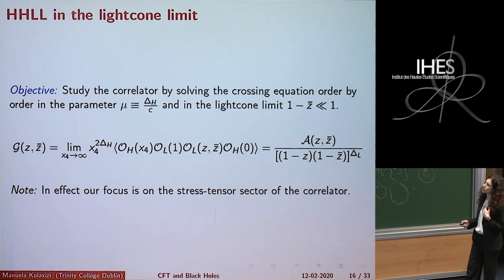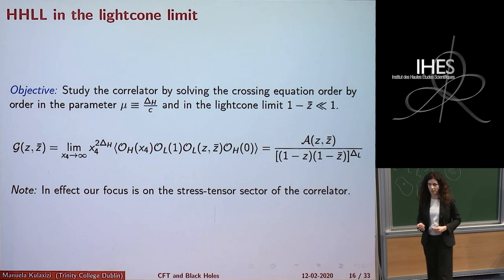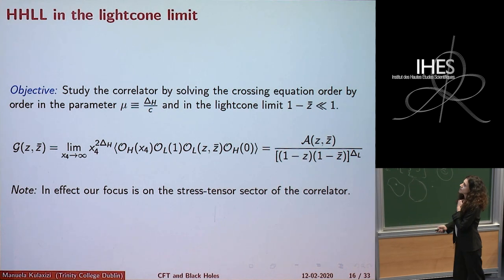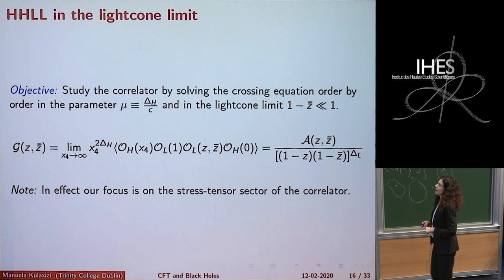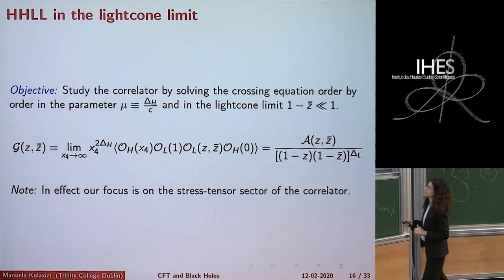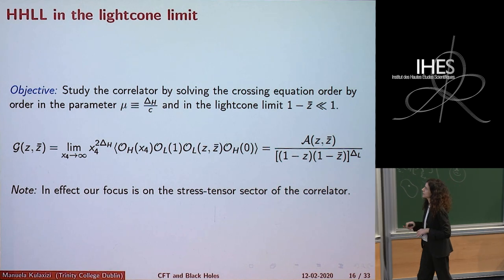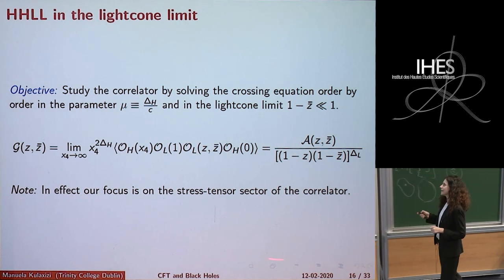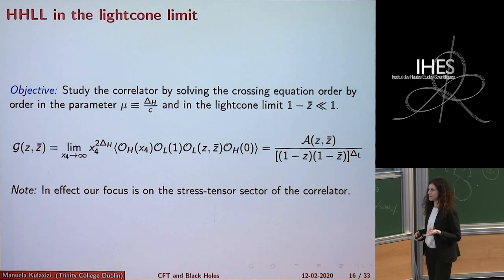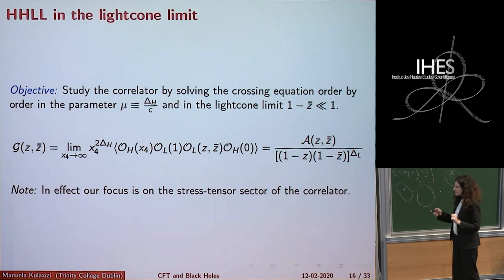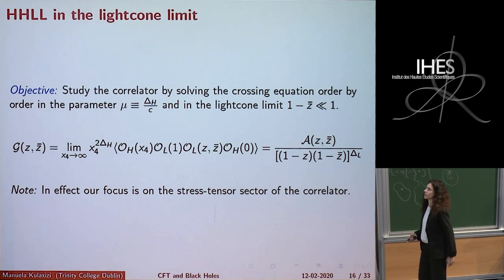We generally will also assume that the conformal dimension of the light operators is not an integer, because there are complications that show up in that case. So what we're going to try to do is consider this correlator, and study the crossing equation order by order in this parameter mu that we defined, and in the light cone limit, which in this definition corresponds to z bar going to 1. Note that in effect this allows us to study what we would call the stress tensor sector of the correlator. We'll see that a little bit more explicitly later. This is because the parameter mu effectively counts how many stress tensors appear within our correlation functions.